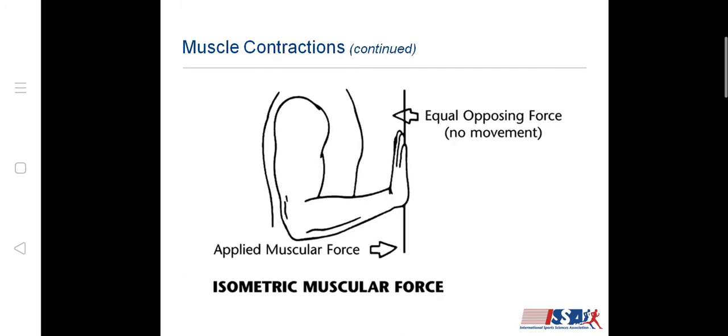In an isometric contraction, you hold a fixed position. You exhibit strength, but there is no movement of the limbs. In an isometric contraction, the applied muscular force meets an equal resistance. The result is no movement.